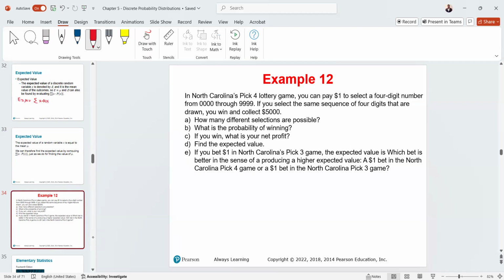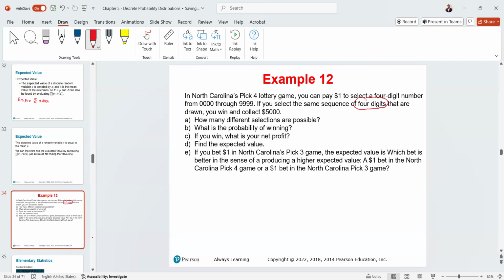In North Carolina's Pick 4 lottery game, you can pay $1 to select a 4-digit number from 0000 to 9999. If you select the same sequence of 4 digits that is drawn in the lottery, you win $5,000. So how many different selections are possible?